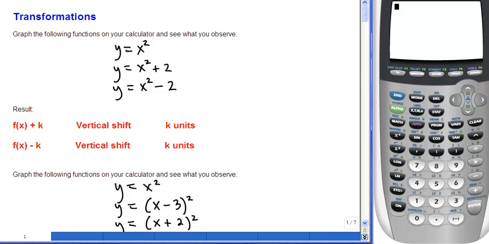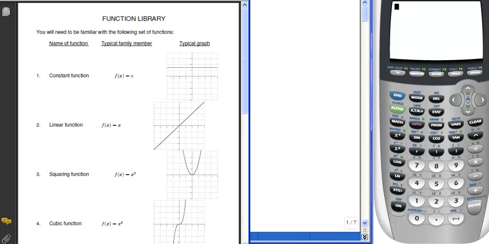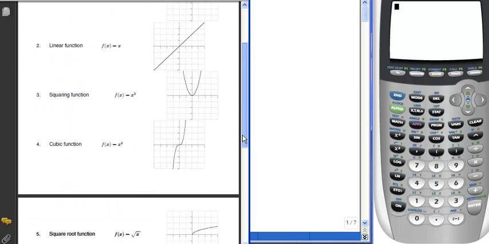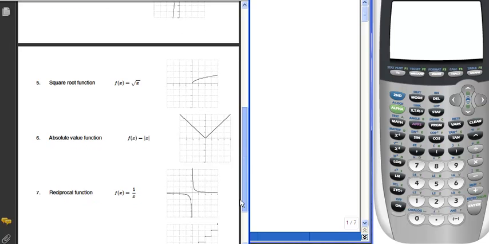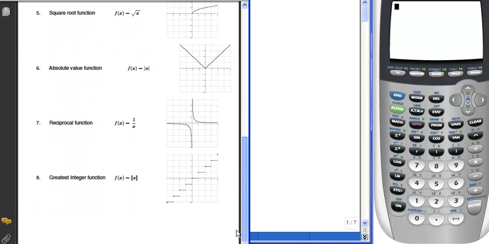Now before we even begin, I want to remind you that we do have something called a function library. This is a PDF file that has some of our basic functions on it that you are expected to know how to graph by hand. So for example, the squaring function x squared, you should know what its pattern is, the cubic function, the square root function, absolute values, reciprocals, and greatest integer functions. So we will be referring to this basic function library throughout today's lecture.